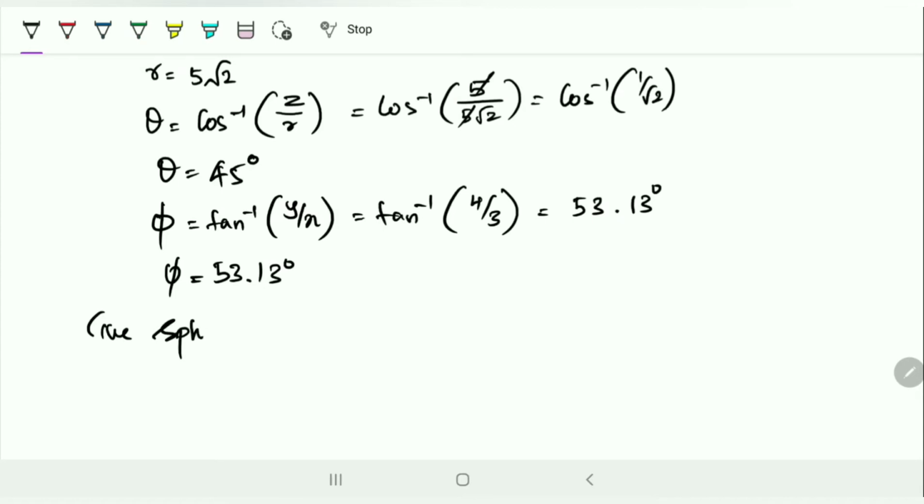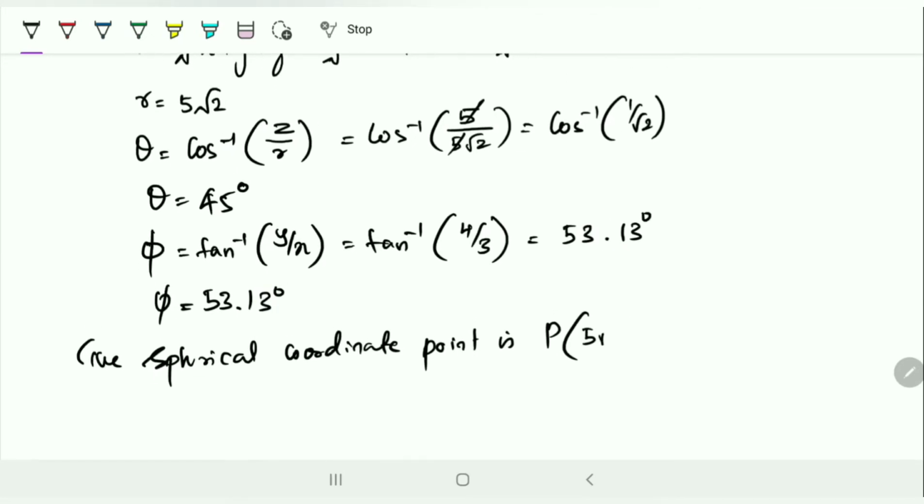The spherical coordinate point P is given as 5 root 2 comma 45 degree comma 53.13 degree. So this is how we can find it. What we got here is the point P, which has now been written in terms of the spherical coordinate system. So this is the answer.